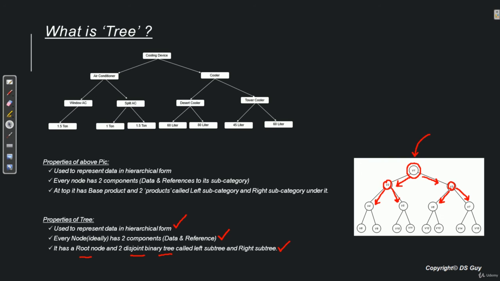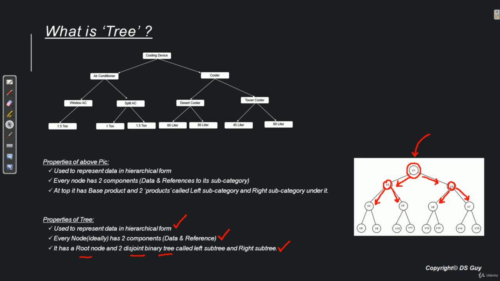So what we have learnt is that a tree data structure has basically three properties. That is, it represents data in hierarchical form. Every node has two components in it, which is data and reference. And finally, we have a root node at the top, and the root node typically references two binary trees, that is left subtree and right subtree. Fine. So I hope we have understood tree on a very high level.